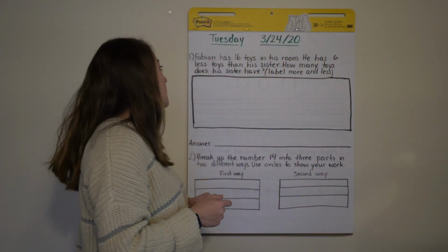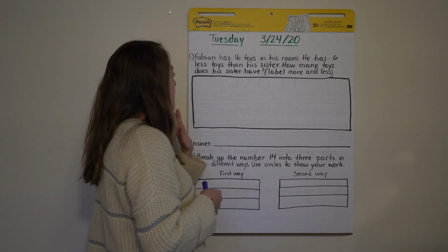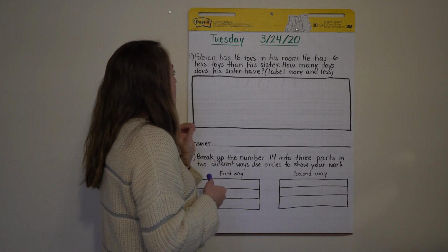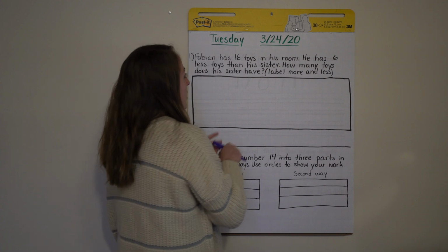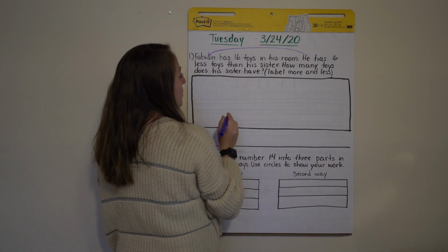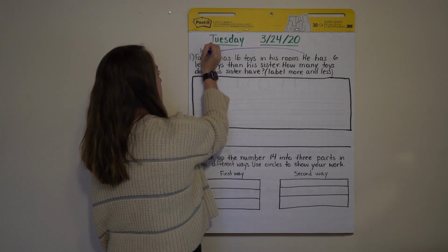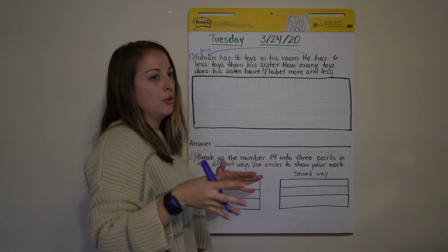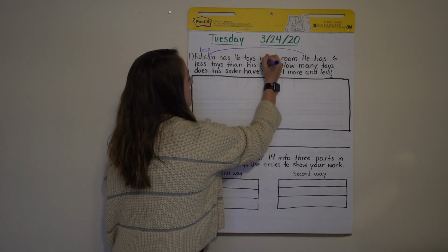Okay, we're going to move on. So I'm going to read it and I'm going to label who has more or less. Fabian has 16 toys in his room. He has 6 less toys. So I know when it says he that they're talking about Fabian, and we know that he has 6 less. So I'm going to write less on top of Fabian. And I automatically should know that Fabian's sister has more since he has less.